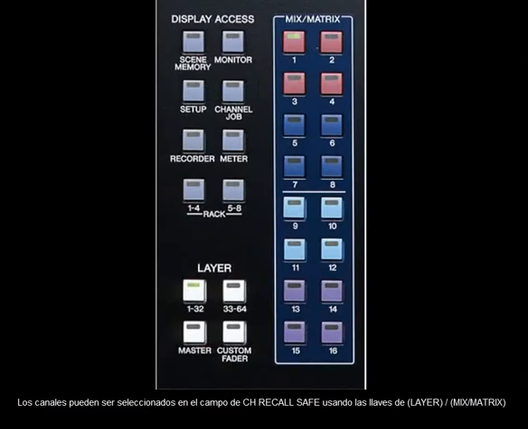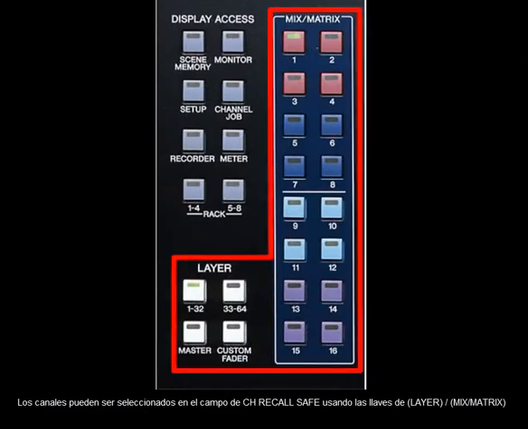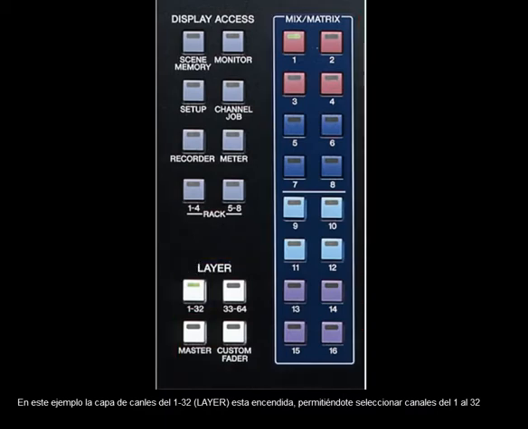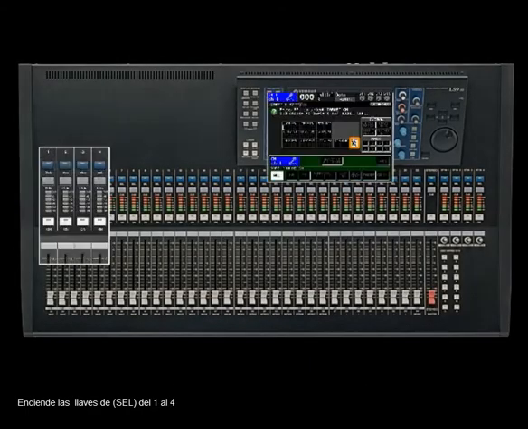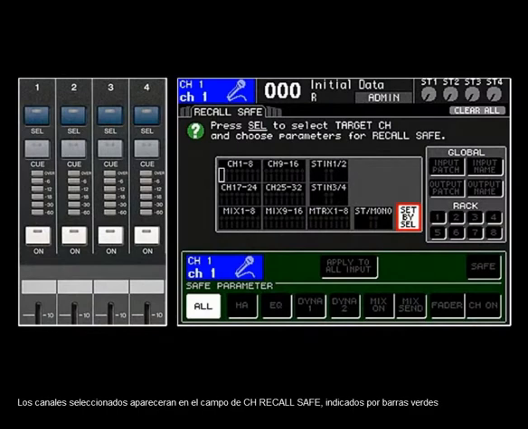Channels can be selected in the Channel Recall Safe field by using the Layer keys and Mix Matrix keys. In this example, the Layer 1 through 32 key is engaged, allowing you to select channels 1 through 32. Engage the channel 1 through 4 select keys. The selected channels will appear in the Channel Recall Safe field, indicated by green bars.